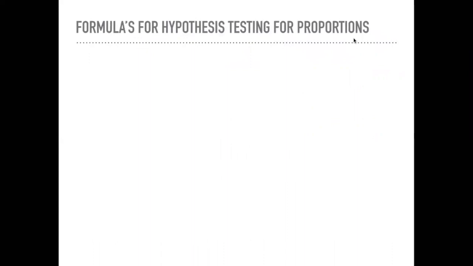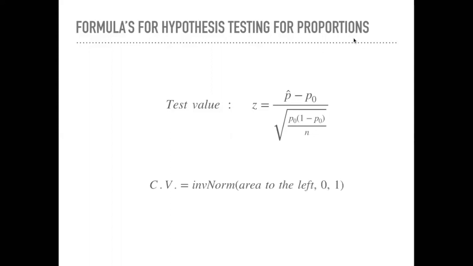All right, so what if I'm doing hypothesis testing for proportions? Well, my z value is going to be p hat minus p naught, the value that you're comparing to in your hypothesis, and then you're dividing by p naught times 1 minus p naught divided by n, and you're taking the square root of that denominator there. Now we're in this standard normal distribution, so you'd be using inverse norm for your critical value.